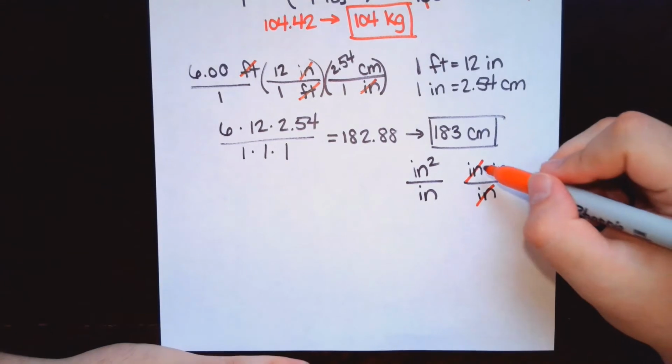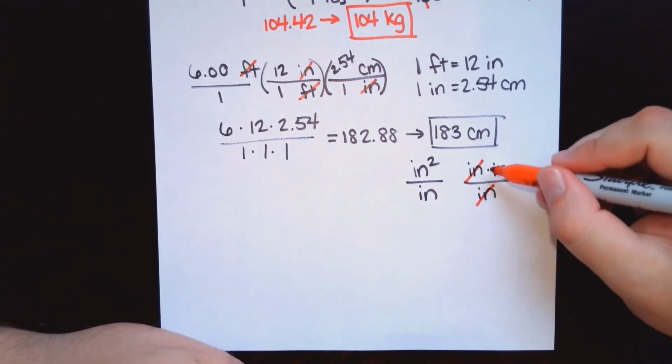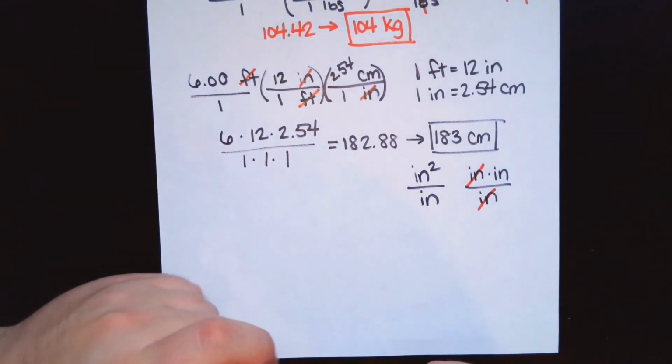So basically, if you have exponents, so different amounts of these units, you can keep canceling out until you run out in either the numerator or the denominator. So this would cancel out to just inches in the numerator.